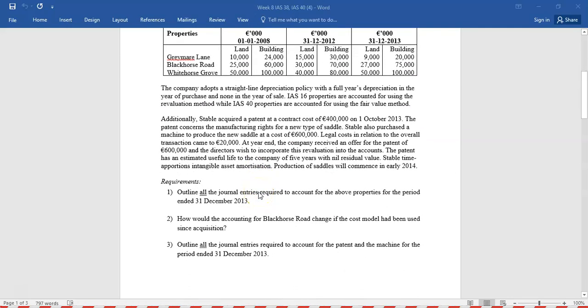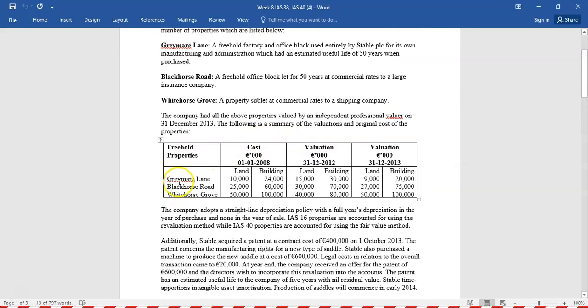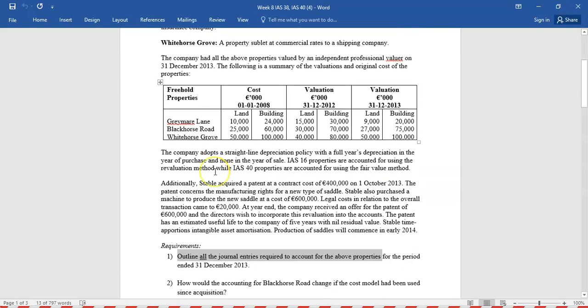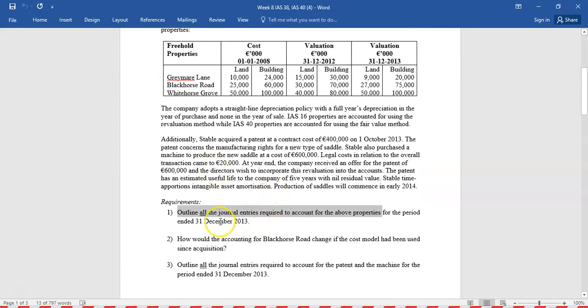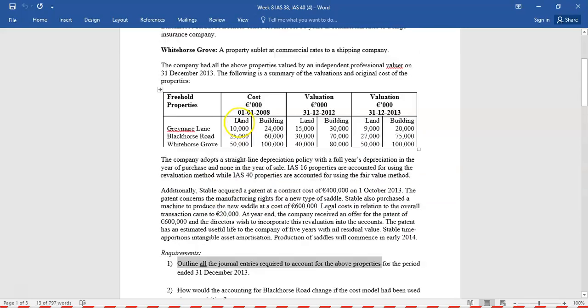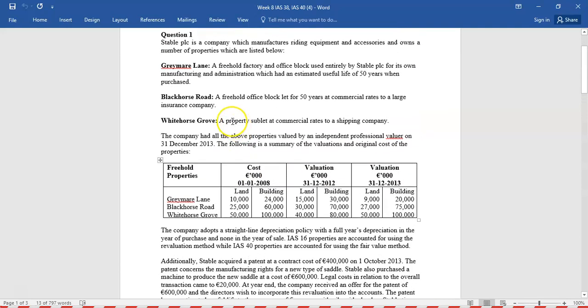Again, I'm assuming you've tried this before you look at the solution, so I'm not going to read through the whole question. We're just going to kick into requirement 1: outline all the journal entries required to account for the above properties, Grey Mare, Black Horse and White Horse, for the year ended 31st December 2013. So we'll take each of them in turn.